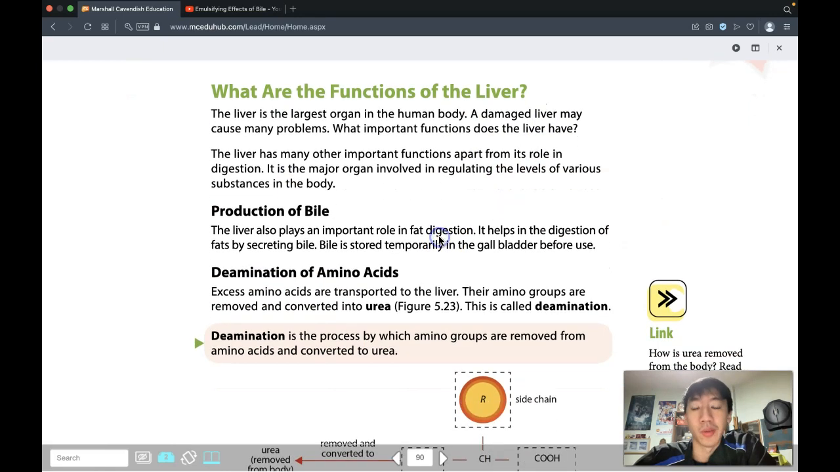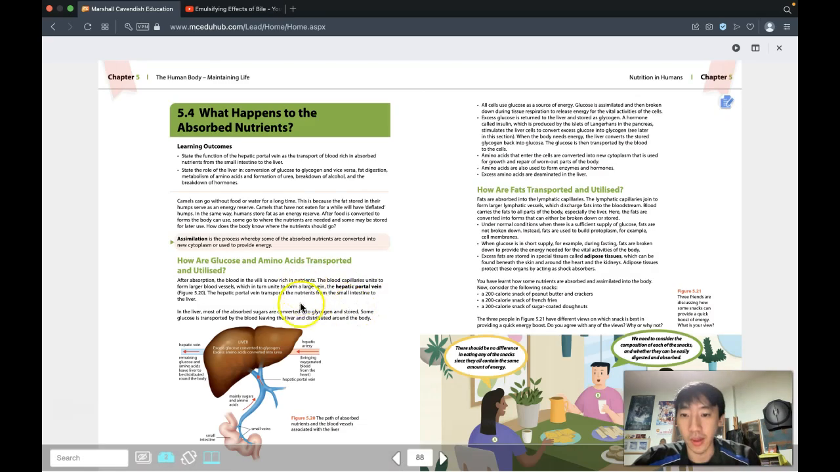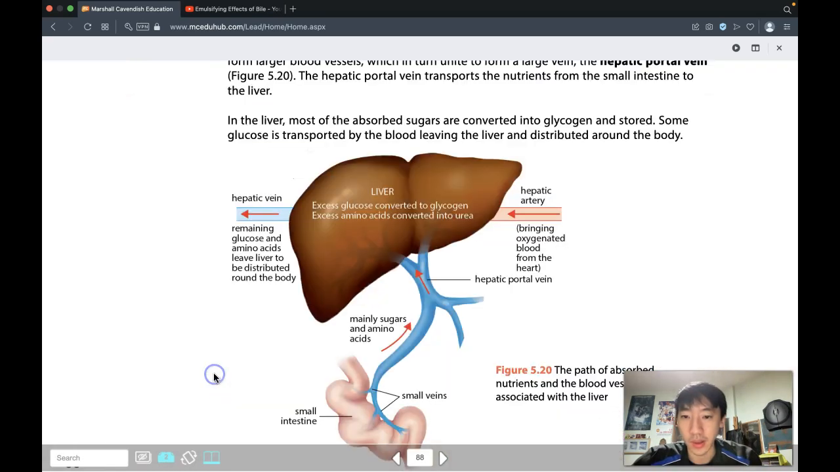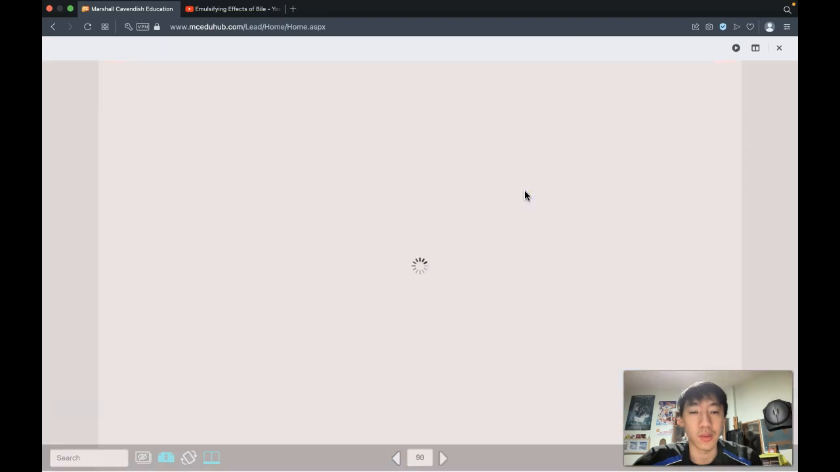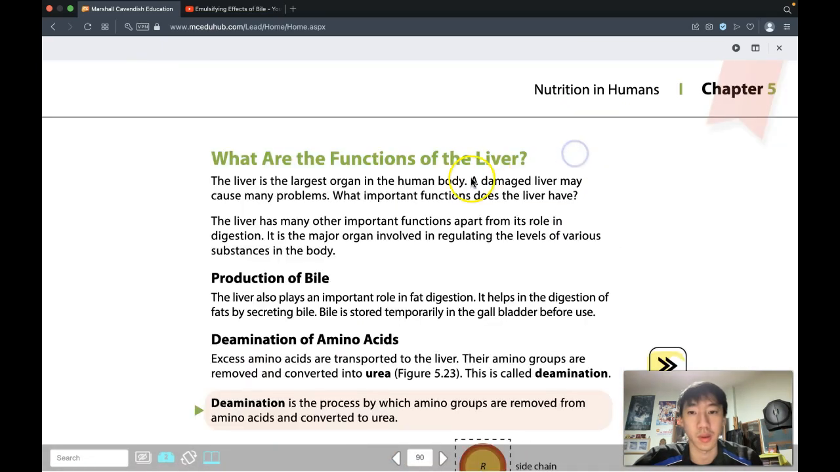Okay, let's continue talking about the functions of the liver. Just now what we saw was that one of the first things the liver does is convert excess glucose to glycogen. It also converts excess amino acids into urea. So now let's focus on those things and the other things that the liver can do.